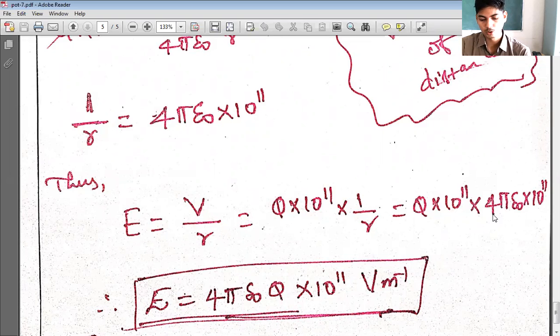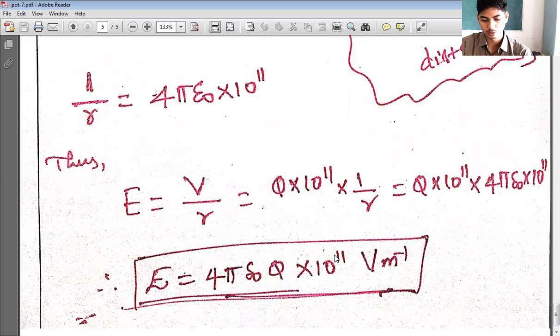So E is equal to 4 pi epsilon naught Q into 10 power 11 into 10 power 11, which should be 10 power 22. Please change this a little. This must be 10 power 22. 10 power 11 into 10 power 11 is 10 power 22. So arriving at the desired result is most important.